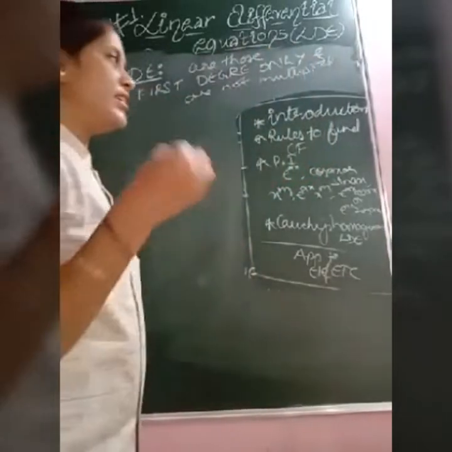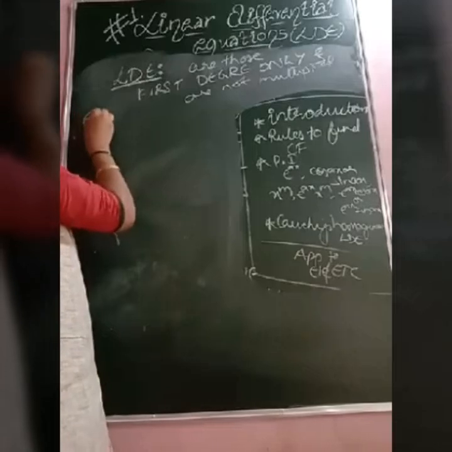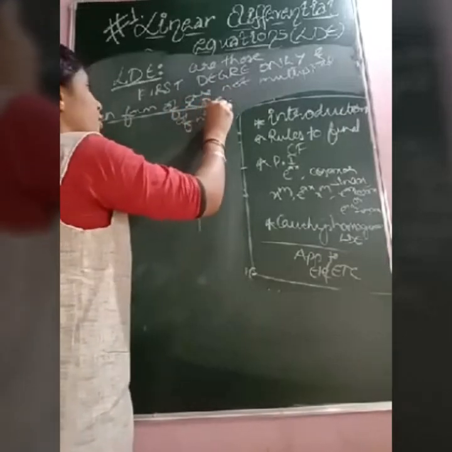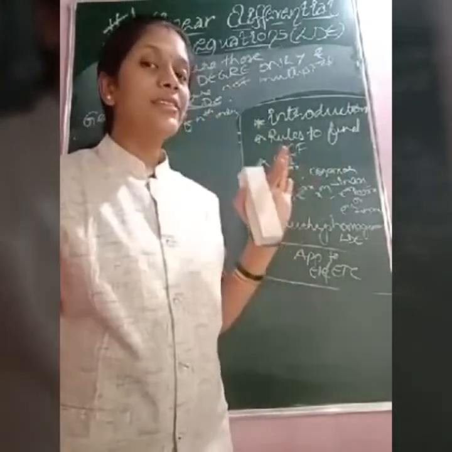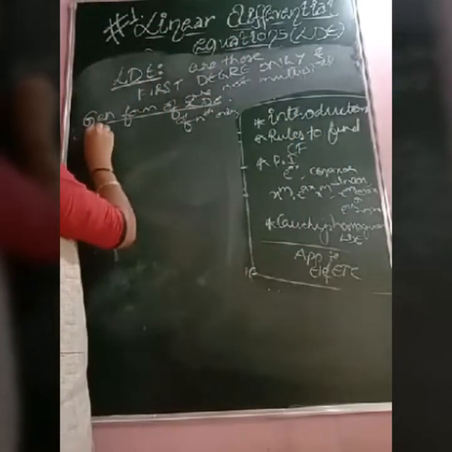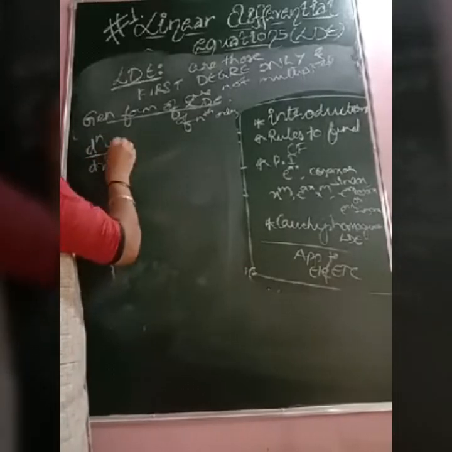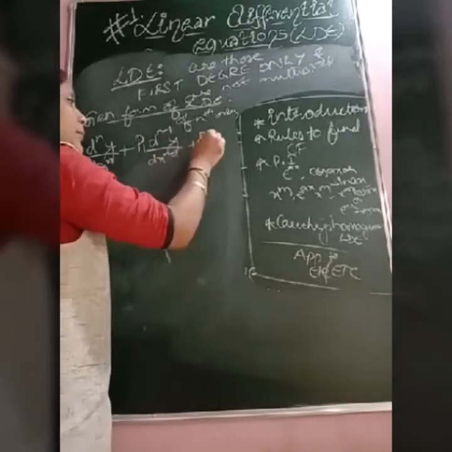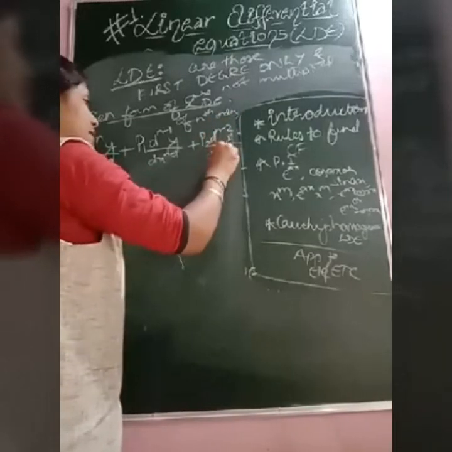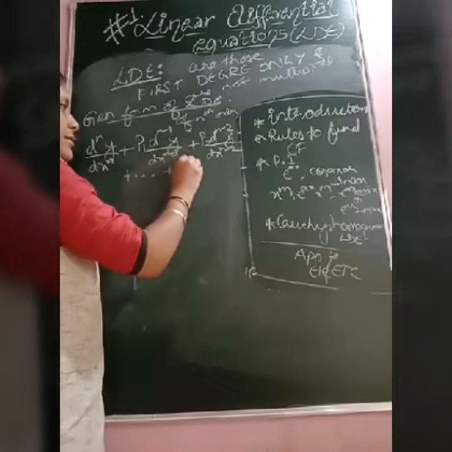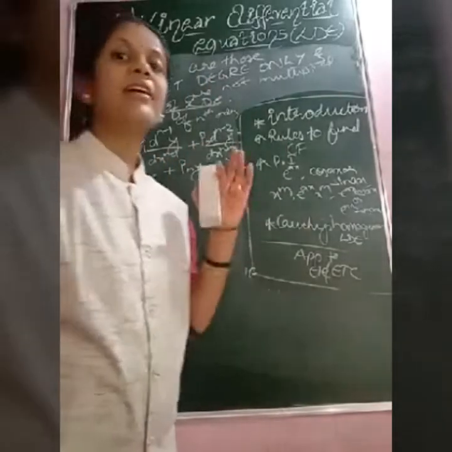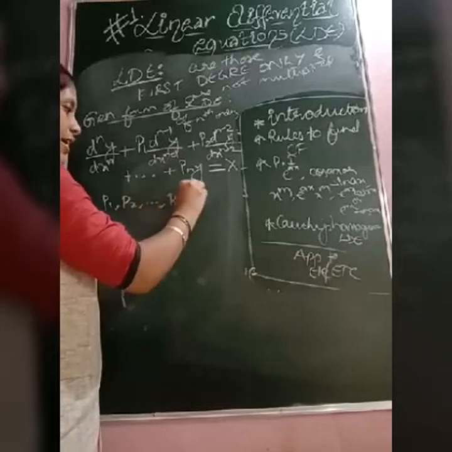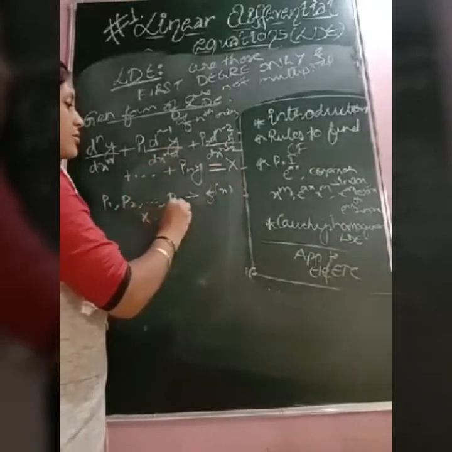Now the general form of a linear differential equation of nth order: d^n y by dx^n plus p1 d^(n-1) y by dx^(n-1) plus p2 d^(n-2) y by dx^(n-2) plus and so on, plus pn y equal to capital X, where p1, p2 and so on up to pn are functions of x, and capital X is also a function of x.